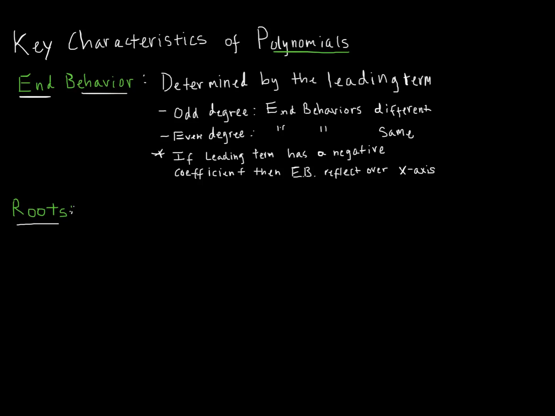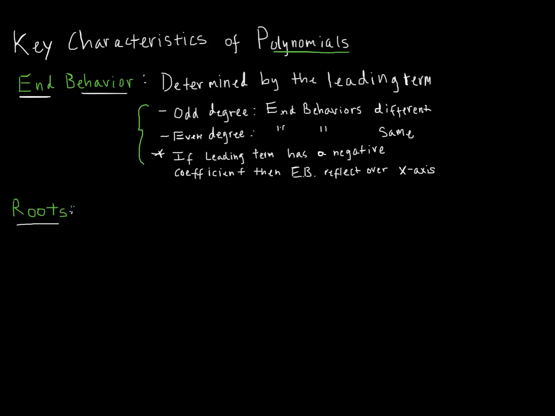All right, so at this point, we're ready to fill in our information regarding the key characteristics of polynomials. One thing to add to the end behavior is how do we determine the end behavior for a particular function? And notice that we have a way of telling whether they're going to be different and whether they're going to be the same. But how do we know the exact direction? And we've discussed this previously.